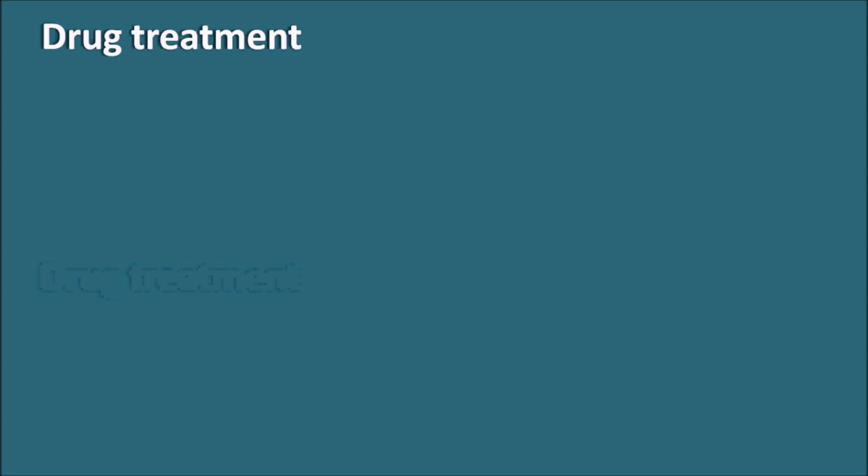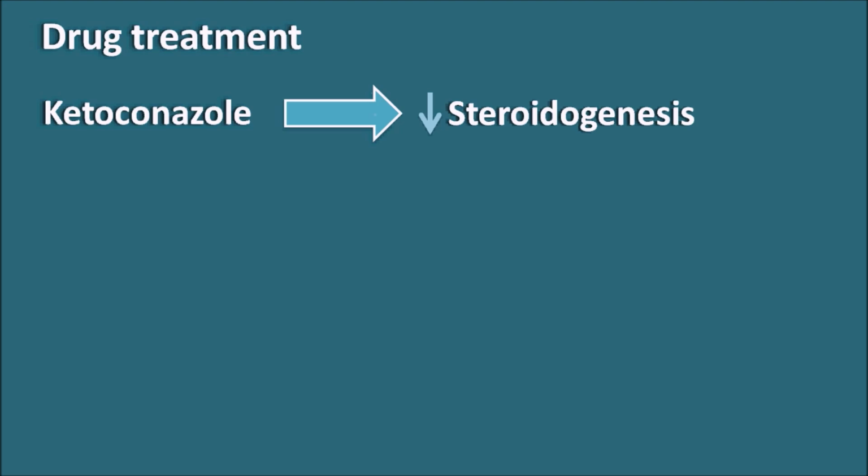Drug treatment. The second approach for Cushing syndrome is direct drug treatment, which controls cortisol production within the body. One of the drugs is ketoconazole. Ketoconazole is an antifungal agent which can also be used in the treatment of Cushing syndrome. Ketoconazole acts on the cytochrome P450 system, and it has an affinity towards steroid receptors. So ketoconazole can decrease steroidogenesis. In this way, it can control cortisol production.